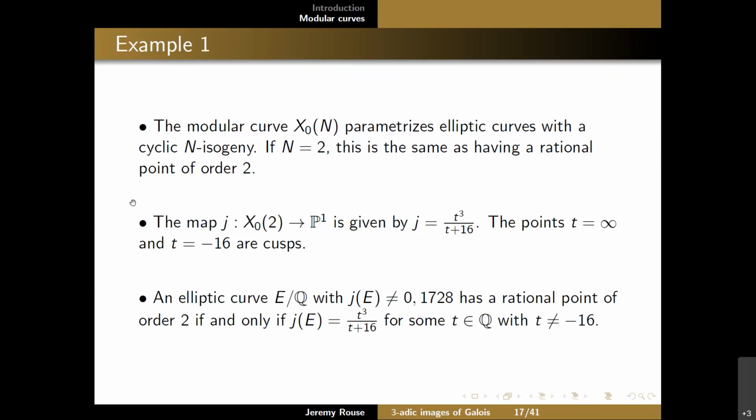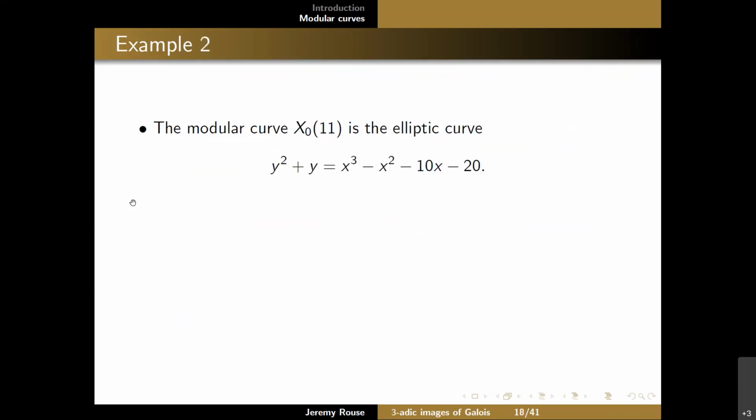Let's look at some more interesting examples. So X0(11) is this modular curve, y squared plus y equals x cubed minus x squared minus 10x minus 20.